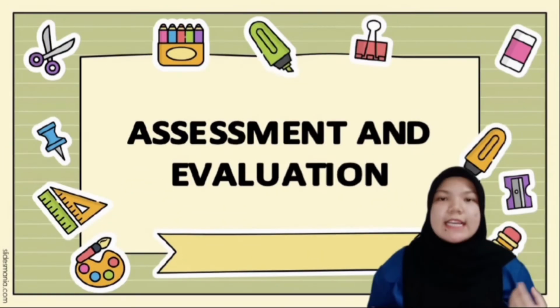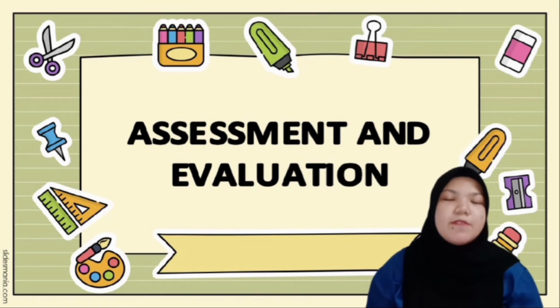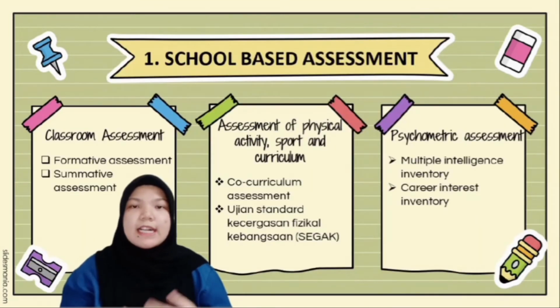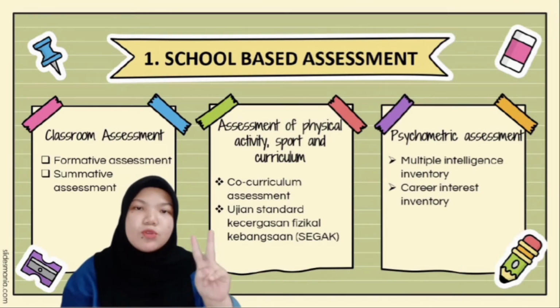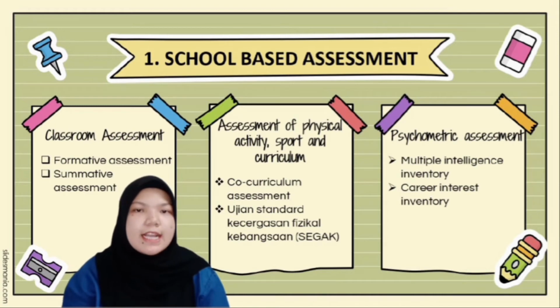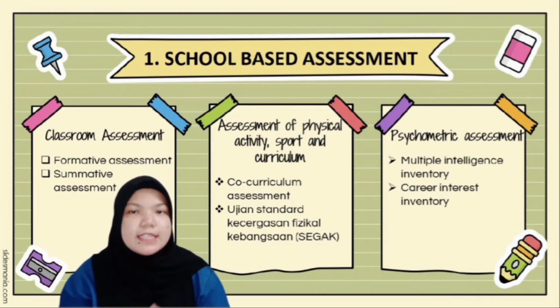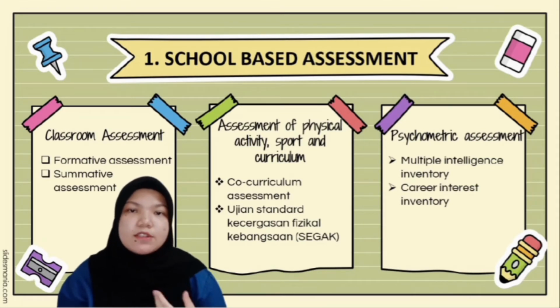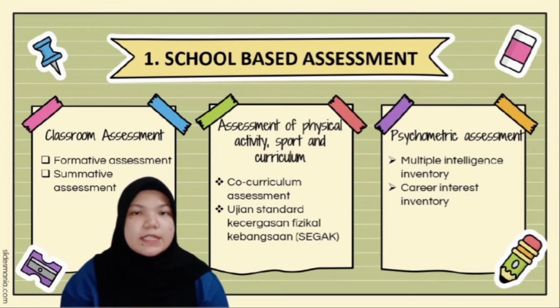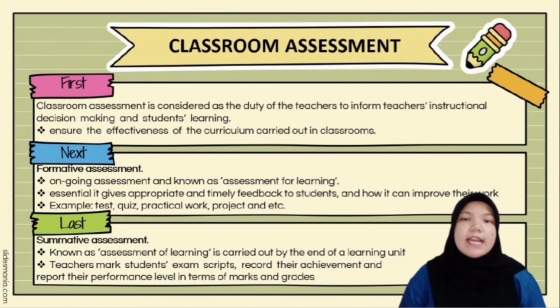Let's proceed to the last characteristic, which is assessment and evaluation. The 21st century science classroom has been constructed based on national education assessment. It is divided into two parts, which are school-based assessment and centralized examination. In school-based assessment, there are three assessments required for students to follow. First one, which is classroom assessment. Second, assessment of physical activity, sport and curriculum, and the third one, which is psychometric assessment. Classroom assessment is considered as the duty of teachers to inform teachers' instructional decision making and student learning.